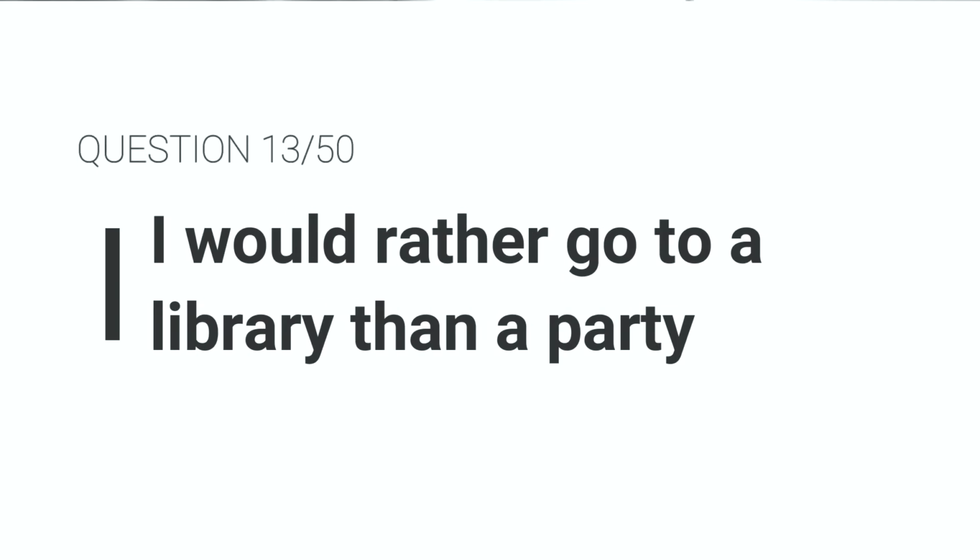Okay, so question number 13, unlucky for some, but not on this test, although it could be one of these questions: I would rather go to a library than a party. Now for this, I'm selecting slightly agree. This is one of those questions that is kind of stereotypical, so you have to answer it based on that, really.